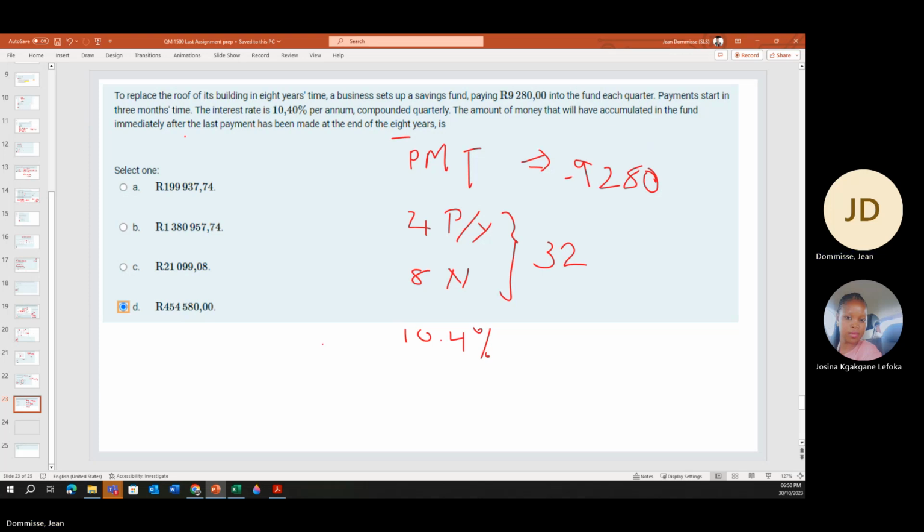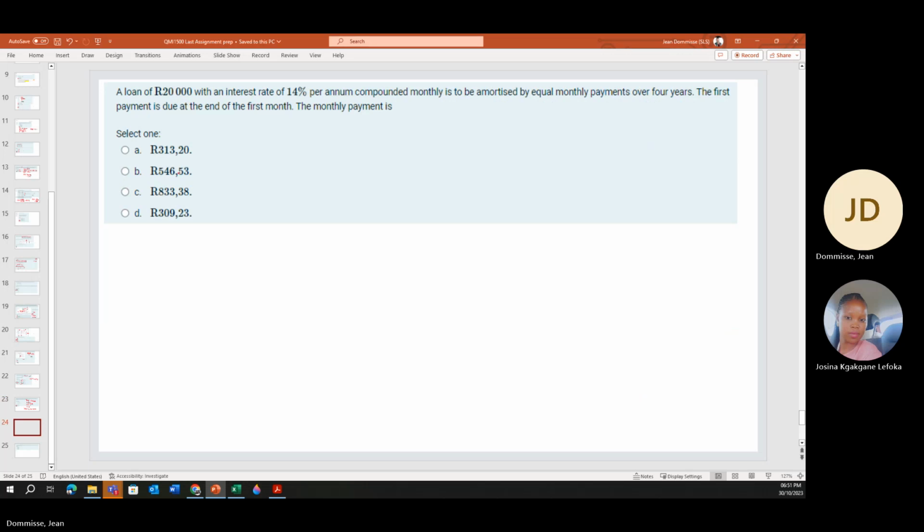Okay, so 9280 PMT, 4 times a year, 8 years, that is 32 periods, 10.4% interest, future value. I get the same as this: 454,580. And so that is also the future value that I got as well. Let's quickly check the next one.